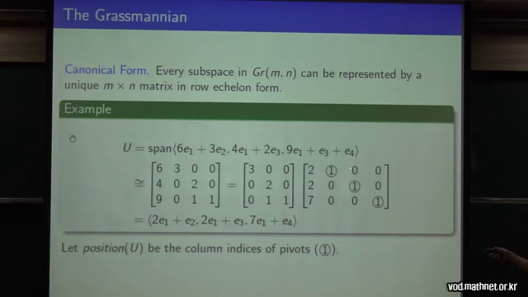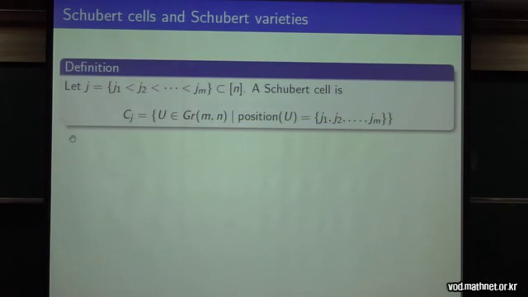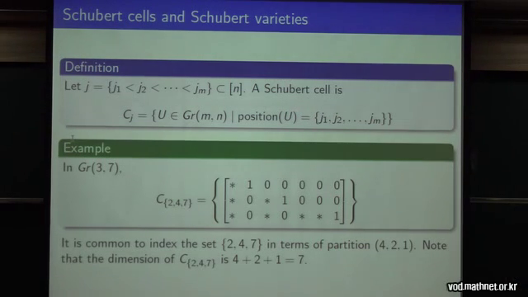When you define a canonical form, let's call the positions of the pivots in this matrix the column indices, in this case 2, 3, 4. Then one can define a Schubert cell by the set of matrices in the m by n matrix such that the positions of the pivots are prescribed for given m numbers. You can define C_J, called a Schubert cell, which is a matrix with prescribed positions of pivots. And this is one example.